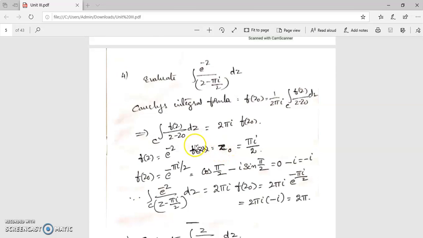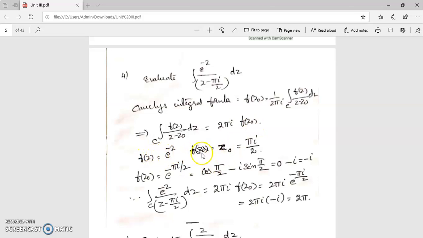And similarly, in all these formulas here, z naught is equal to pi I by 2 and f of z is equal to e power minus z. Here fz is equal to e power minus z, and we need to find the nth differentiation. Here n is equal to only 0. Therefore, the formula is 2 pi I into f of z naught.